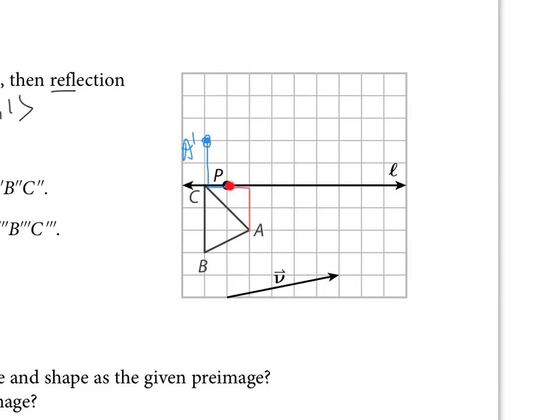So from B I went down 3 and over 1 from P to B. I'm going to go up 3 and over 1 the other direction to get to B prime. And then the same thing for C. All I had to do for C was go from P to the left 1. So I'm going to go from P to the right 1 to locate my C prime. And then we'll draw in that triangle. So that takes care of the first transformation, which is 180 degrees rotation around point P.